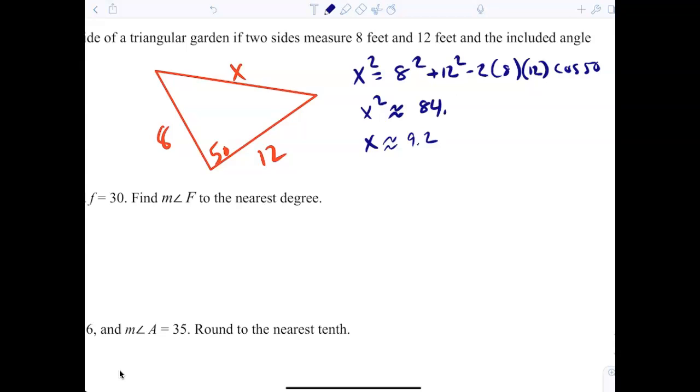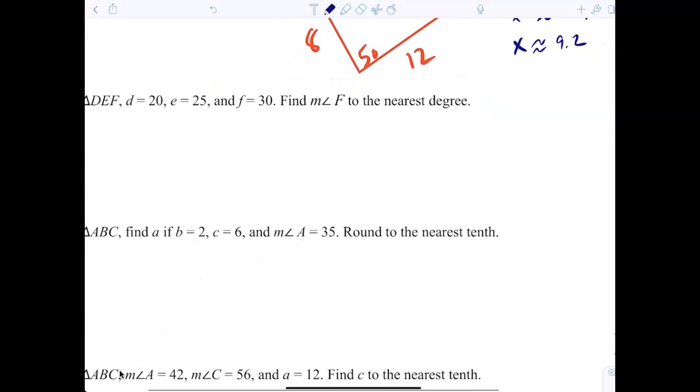84.64, somebody said. So hopefully that's right. Now's the time to speak up. Everybody okay? Any questions? All right, here we go.